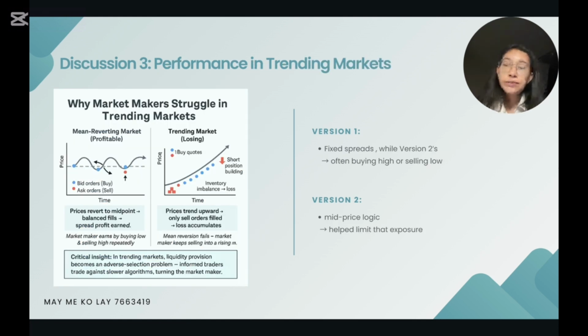Discussion 3. Market making strategies generally struggle in trending markets because they rely on mean reversion, expecting prices to move back toward the mid price. When the price keeps rising or falling, one side of the quotes could be hit repeatedly, building inventory in the wrong direction. Version 1, the fixed spread, suffered from this often, buying high or selling low, while version 2's mid-price logic helped limit that exposure. The critical point is that in a strong trend, liquidity providers face adverse selection: informed traders take the better side, leaving the market maker holding the loss.